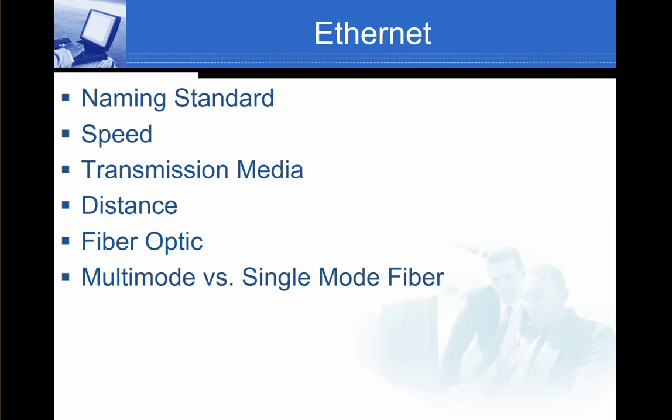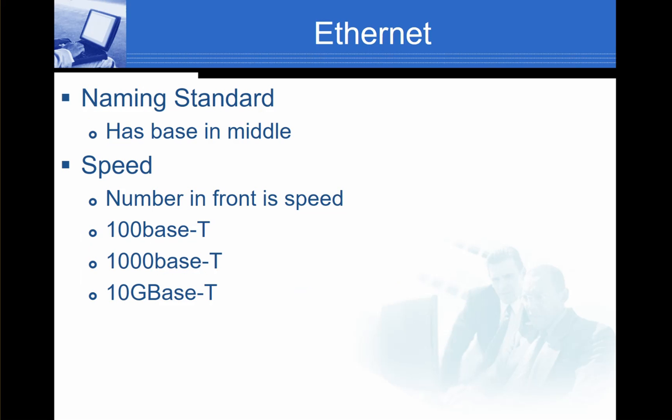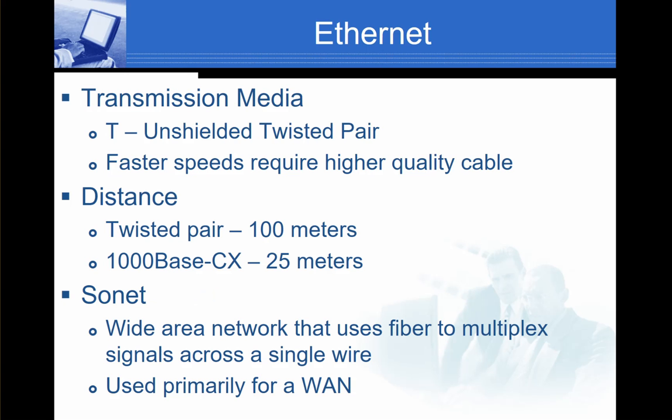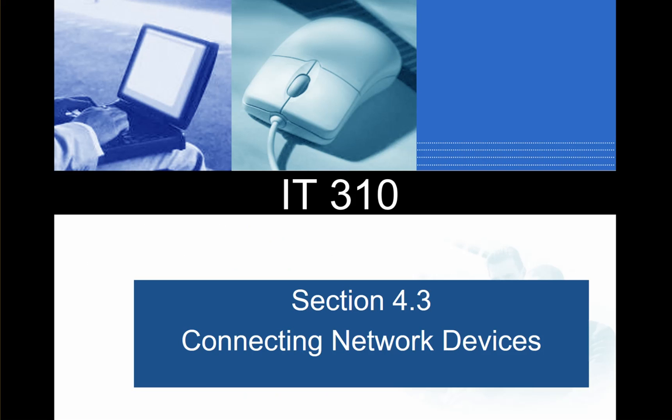So again, we have Ethernet speed, transmission, media, data, distance, fiber optic, and multi-mode versus single mode, which we have talked about a bit. And then again, the 100 is the speed, and the T stands for twisted pair. And the media, T, unshielded twisted pair. The distance is 100 meters. That's the max that it can go on there. Don't confuse the 100 with the 1000 base T, CX can be 25 meters. And we'll talk about SONET at a different time.